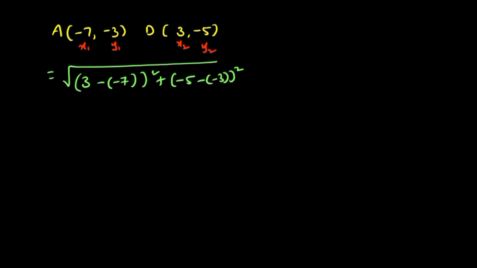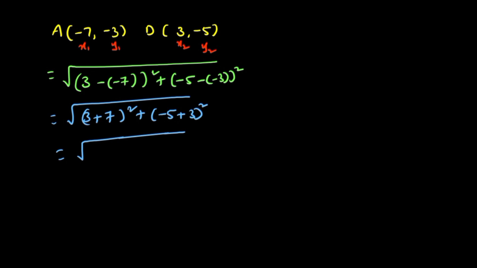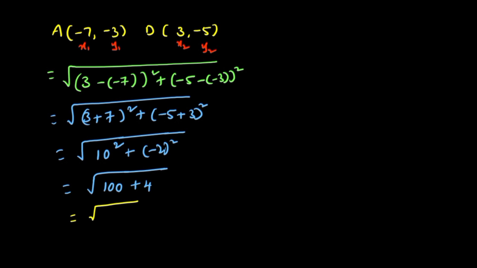That means root of 3 plus 7 whole square plus minus 5 plus 3 whole square. Okay, that means here it is root of 3 plus 7 equal to 10, 10 square, and this is minus 2 whole square. So 10 square is 100 and 2 square is 4. So this is root of 104. Okay, so root of 104 units is the answer of this question.